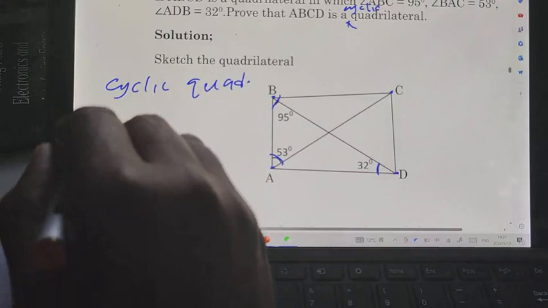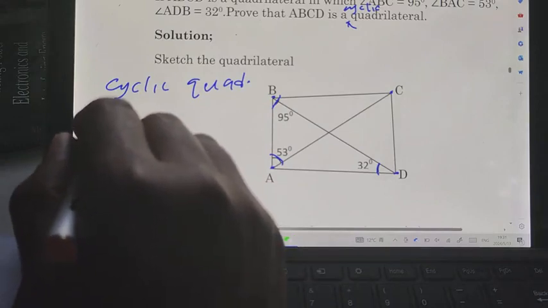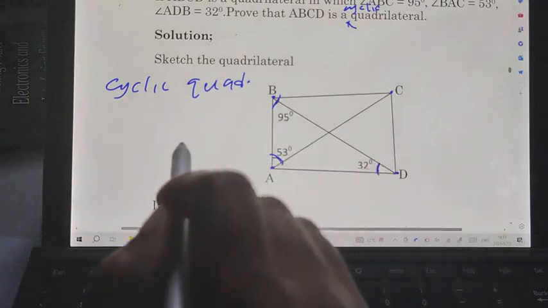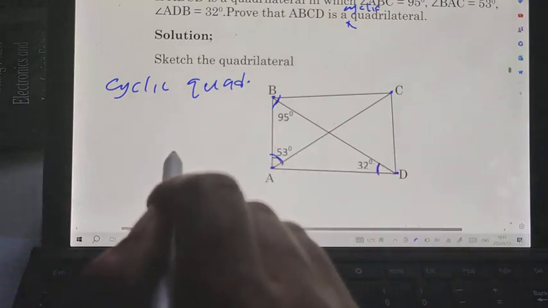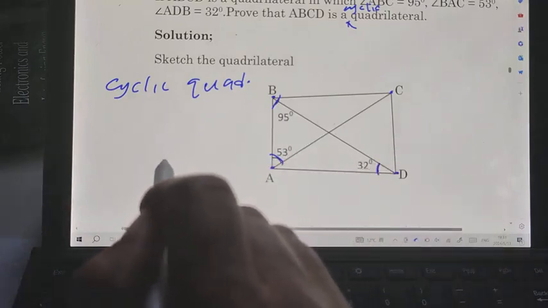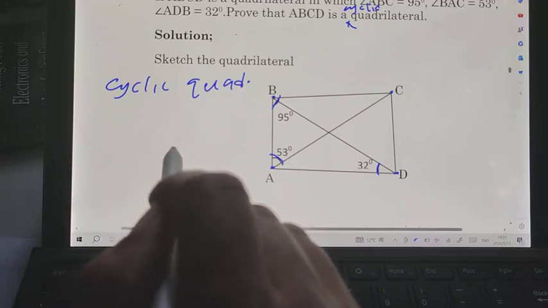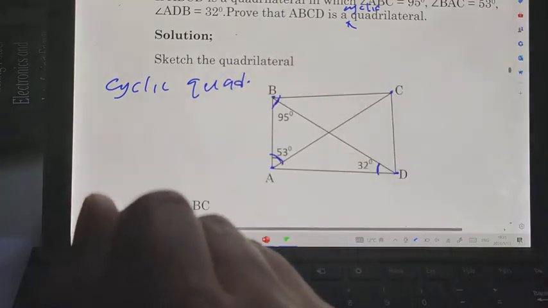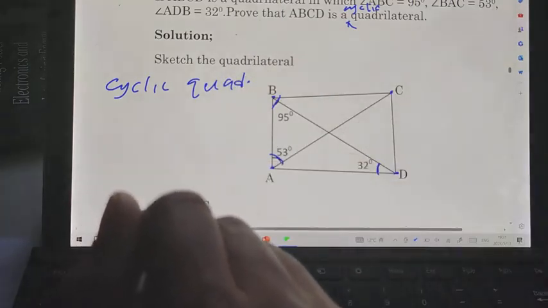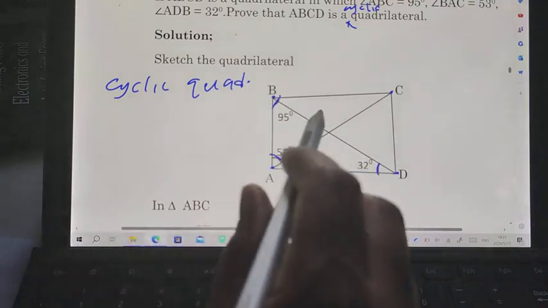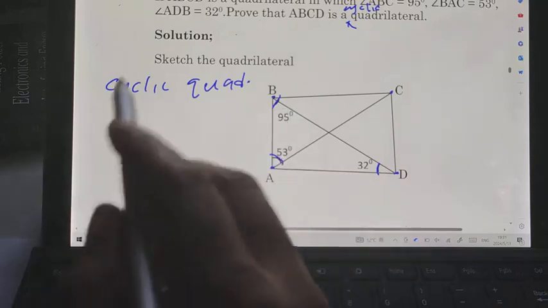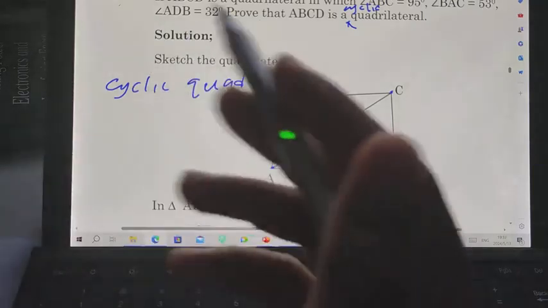First of all, we know that there was a theorem where we said opposite angles of a cyclic quadrilateral add up to 90 degrees. Number one. We also know that the exterior angle and the interior opposite angle are equal. So we use a lot of stuff. We are going to show that here to see which one is working.